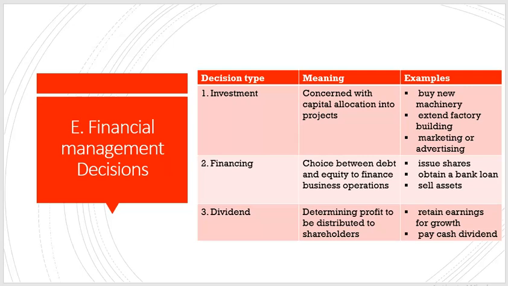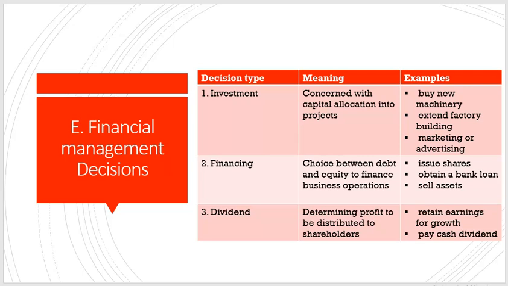Okay. Then let's now go to financial management decisions. So as a finance manager, there are 3 decisions that you make. You make investment decisions, financing decisions, and dividend decisions. Some books can say even working capital decisions.